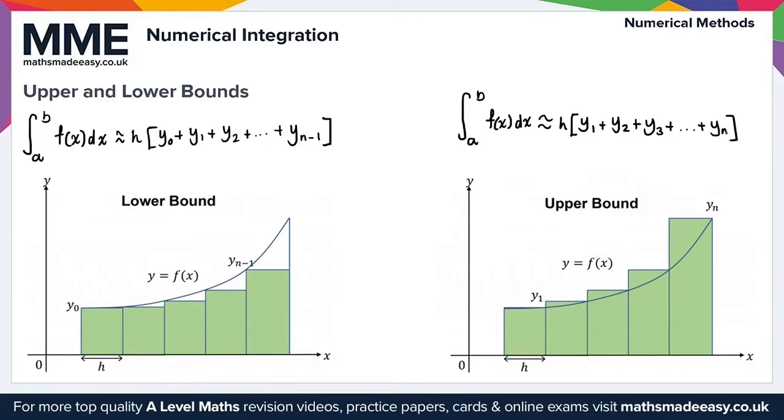Now, if you are calculating the bounds of a curve with a turning point, you will need to use the formula for one bound on one side of the turning point and the formula for the other bound on the other side. Okay, so make sure to take note of that. So that gives us everything we need there for upper and lower bounds.